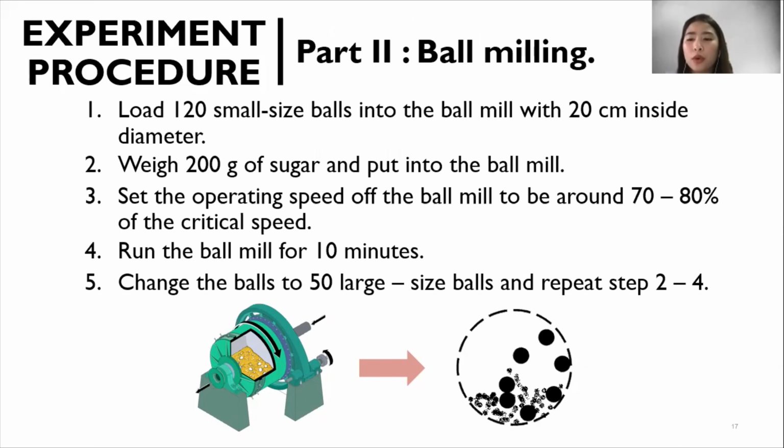First, load 120 small size balls into the ball mill with 20 cm inside diameter. Second, weigh 200 grams of sugar and put it into the ball mill. Third, set the operating speed of the ball mill to be around 70 to 80% of the critical speed. Fourth, run the ball mill for 10 minutes. And the last is change the balls to 50 large size balls and repeat steps 2 to 4.